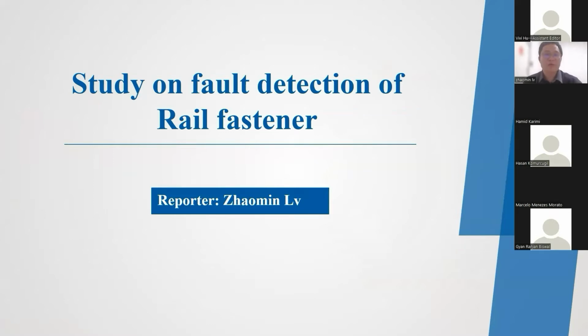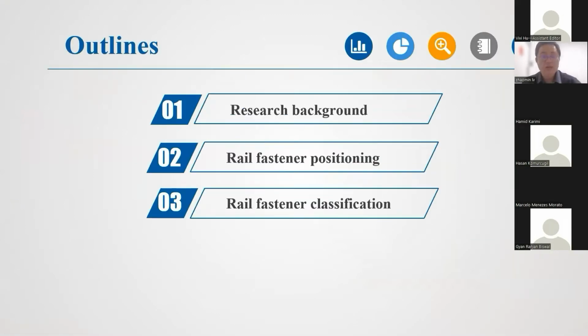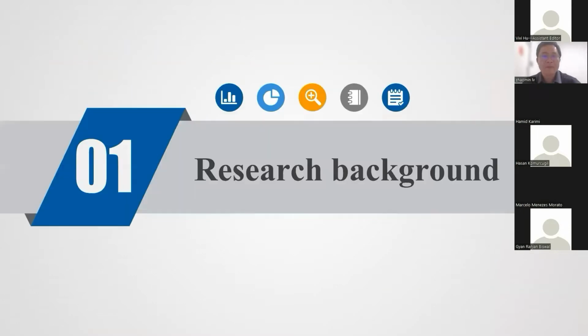The report name is a study on the fault detection of rail fastener. My report includes three parts. Part one is research background, part two is rail fastener positioning, and part three is rail fastener classification. First is research background.